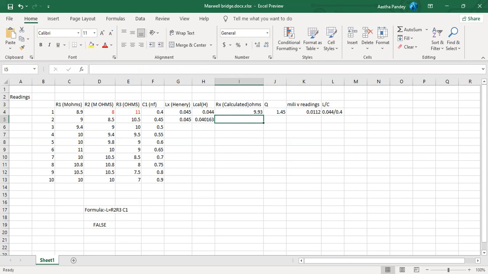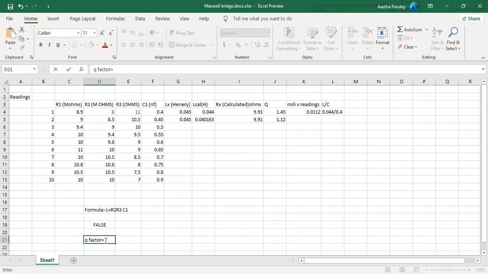Now this Rx you will get from the virtual platform, which was 9.91 for this reading. Okay, thanks Sakshi. And then Q factor was 1.12. Even for Q factor, you can write the formula and do this calculation. So you can make two tables: one Q factor from the simulator, virtual platform, another Q factor from calculation. Then here you have the millivolt reading, which you will write directly from the virtual platform. It was 0.0113 for the next reading.